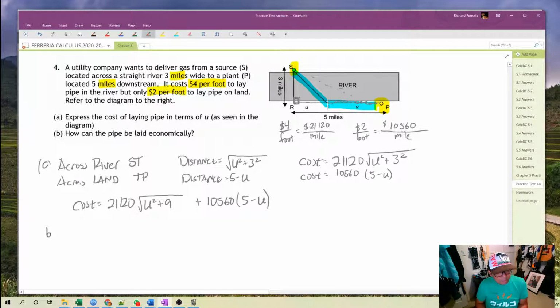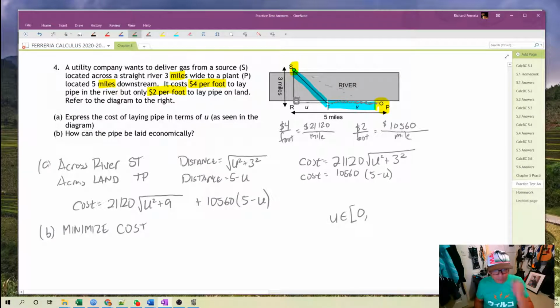Part B, we're going to minimize this cost, which means we're going to use a candidate test. So let's talk about u. Over here, u could be equal to 0. And in that case, the pipe goes straightways across the river, 3 miles, and then across the land, a total of 5 miles. So that's 8 miles worth of travel. That's probably the long way, actually.